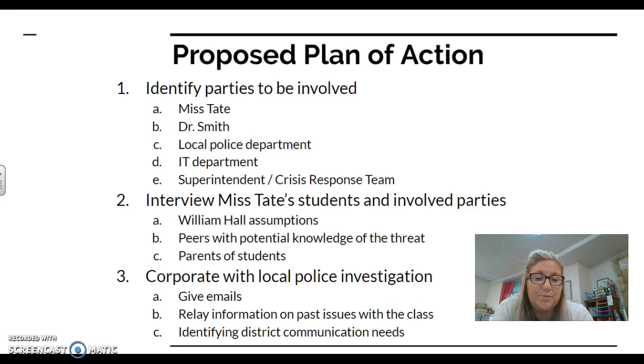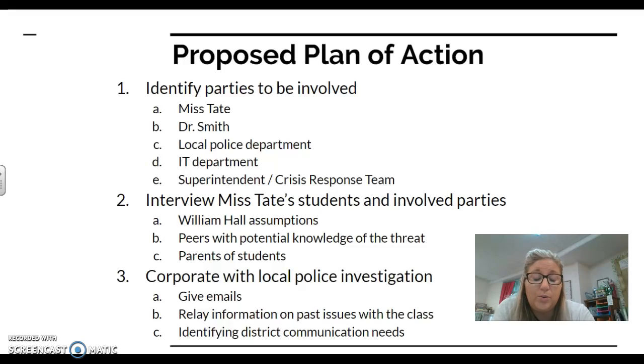I want to interview Miss Tate's students and involved parties. So right now there are assumptions that this threat was brought on by William Hall just from previous interactions with him. So I want to interview him, but also I want to interview peers with potential knowledge of the threat. So possibly students have heard about something going on, or frustrations or gossip going around the school. I'd also like to take a chance to interview any parents of students I have concerns about. You never know, they might have overheard their kids talking at home or a group of kids talking.